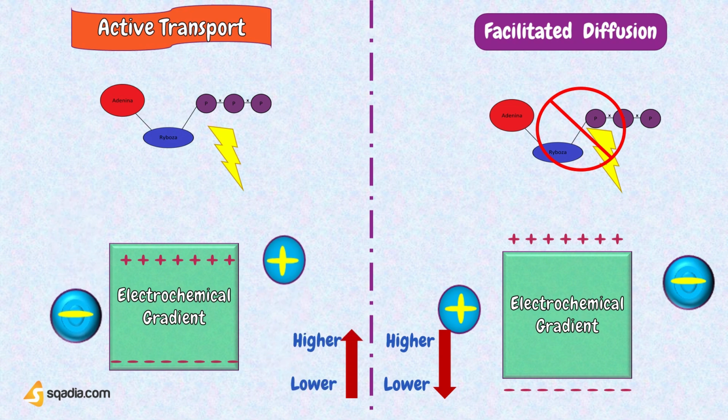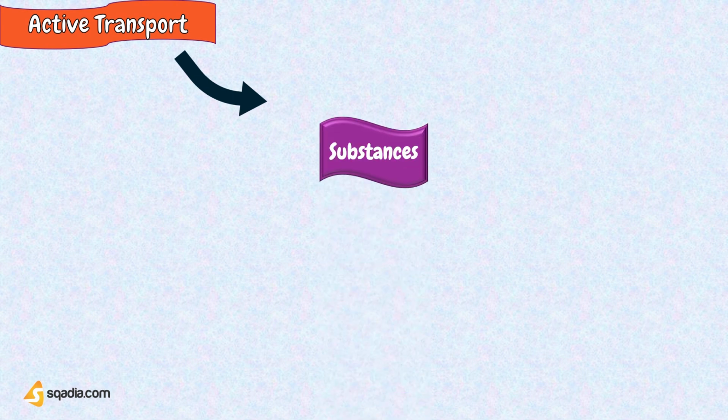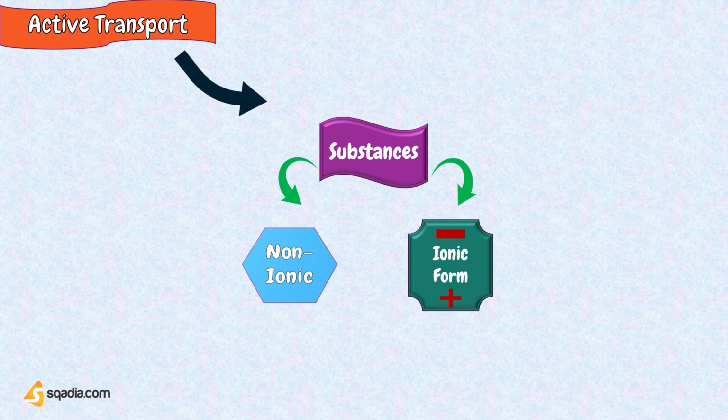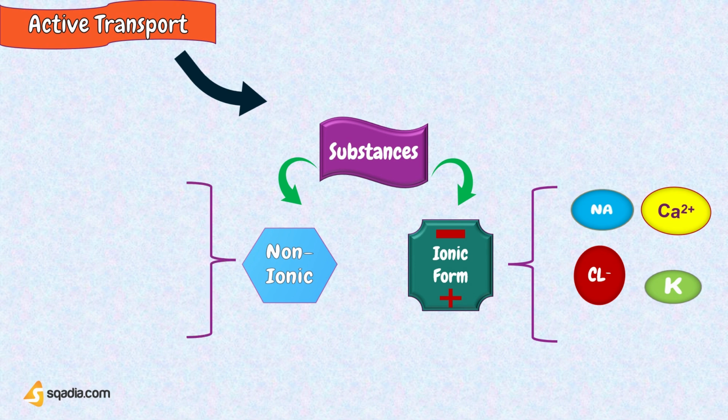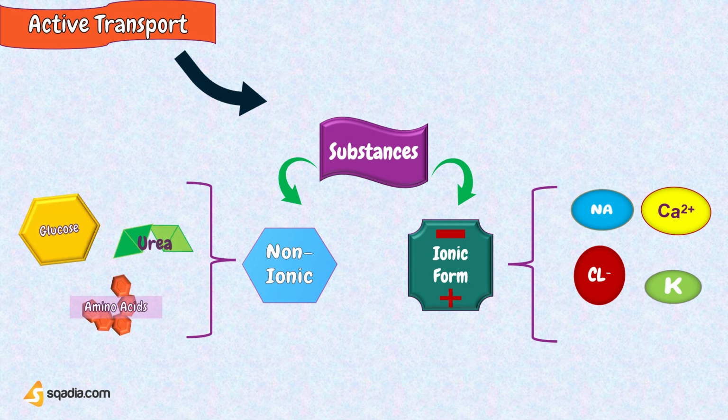Before talking about the types of active transport, first, let's go through the substances that are transported by active transport. The substances which are transported actively are in ionic form and non-ionic form. Substances in the ionic form are sodium, potassium, calcium, hydrogen, chloride, and iodide. Substances in the non-ionic form are glucose, amino acids, and urea.